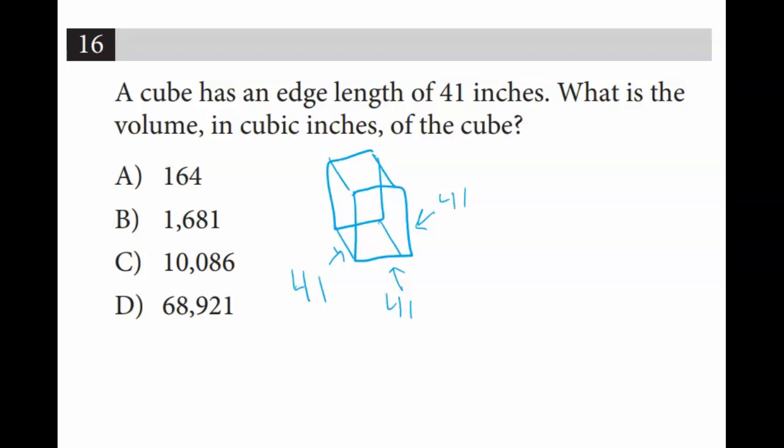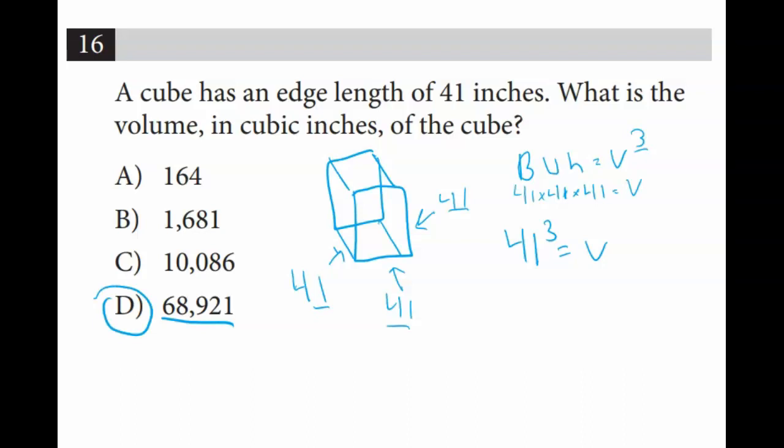So normally to find the volume of anything, you need the base times width times height equals the volume. And the reason I put cube there is because if it's all the same length, it's just 41 times 41 times 41 equals the volume. So 41 cubed equals the volume. So we just need to multiply 41 by 41 3 times. So 41 times 41 times 41, you get 68,921. So answer choice D for number 16.